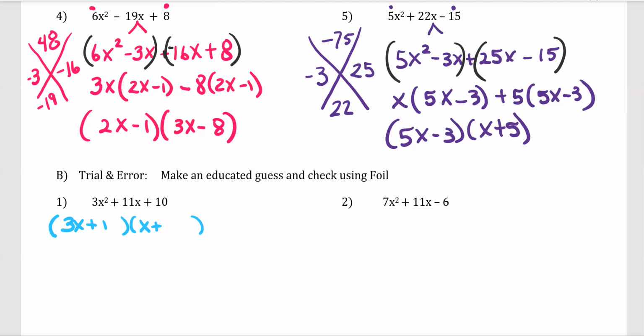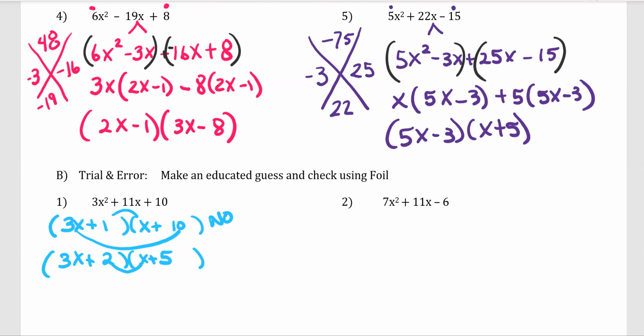So if we tried 1 and 10, and we multiplied this together, the middle term would not be 11x. So that one doesn't work. So then we try again. That's why it's called trial and error. So we set it up again. The factors of 10 are also 2 and 5. So we could put a 2 here and a 5 here. And then we check by multiplying.